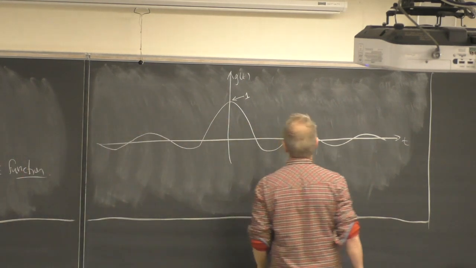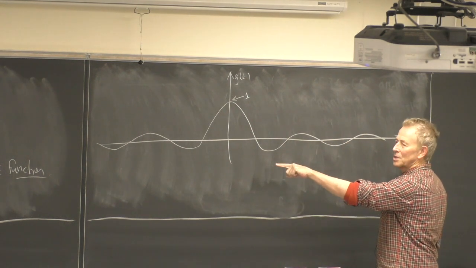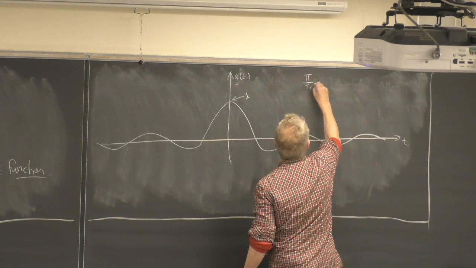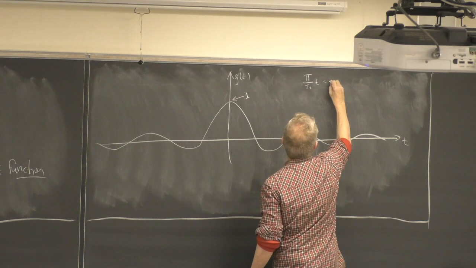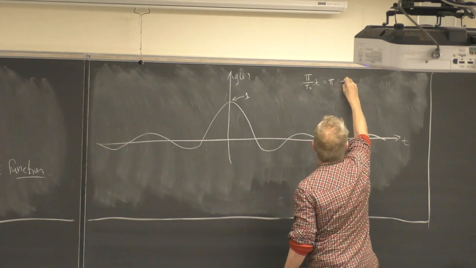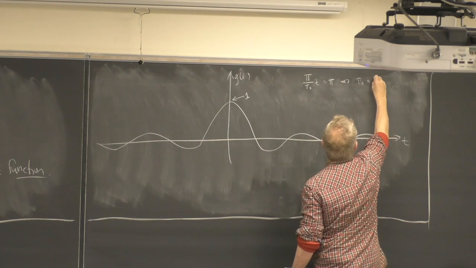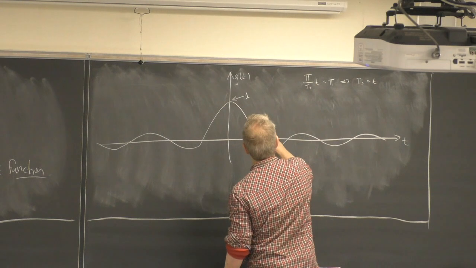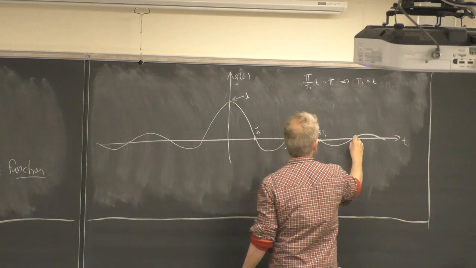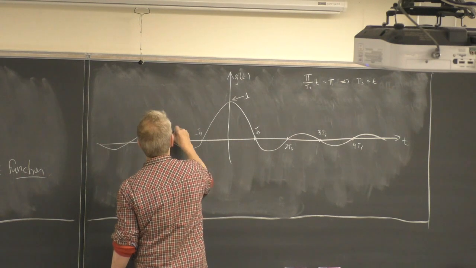Now what are the 0 crossings going to be? The 0 crossings are going to be when sine of pi over Ts times t is equal to 0. So the 0 crossings are when pi over Ts times t is equal to some integer multiple of pi. So the first 0 crossing is going to be when this is equal to pi, and that's the same as t equals Ts. And similarly, you can show that the second 0 crossing is at 2Ts, 3Ts, 4Ts, and so on, and minus Ts, minus 2Ts, and so on.